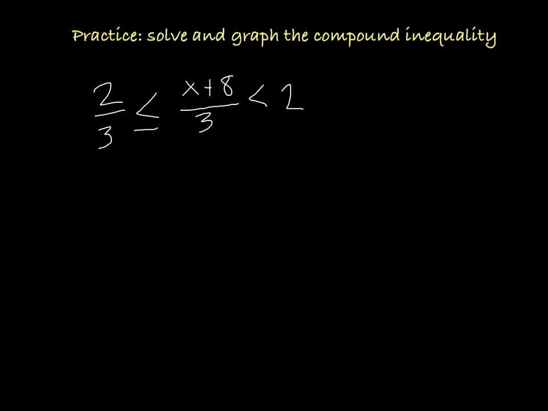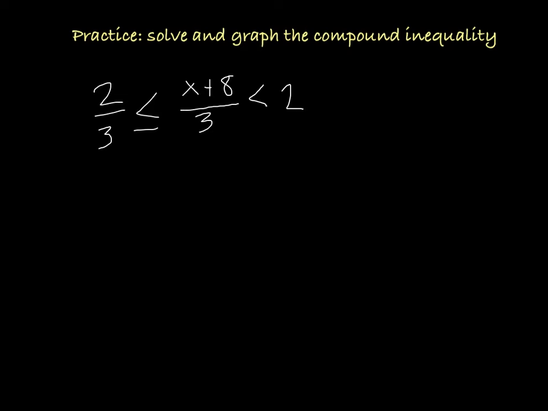Okay, this one has gotten a little bit more complex. We've got a number plus 8 and then divided by 3. That number must be in between the values of 2 and 2/3. So let's take a look at this. x plus 8 divided by 3.